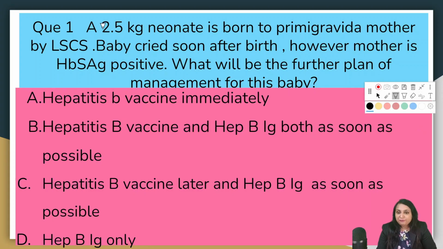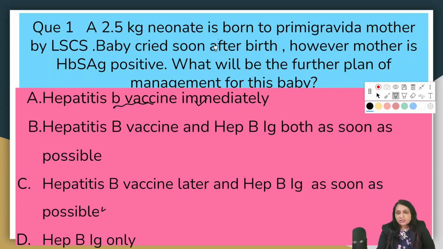A 2.5 kilogram neonate is born to a primigravida mother by LSCS. Baby cried soon after the birth. However, the mother is HBsAg positive. What will be the further plan of management for this baby according to the protocol? The options are: A, hepatitis B vaccine immediately; B, hepatitis B vaccine as well as hepatitis B immunoglobulin both as soon as possible; C, hepatitis B vaccine later and hepatitis B immunoglobulin as soon as possible; D, hepatitis B immunoglobulin only. So what could be the answer to this question?